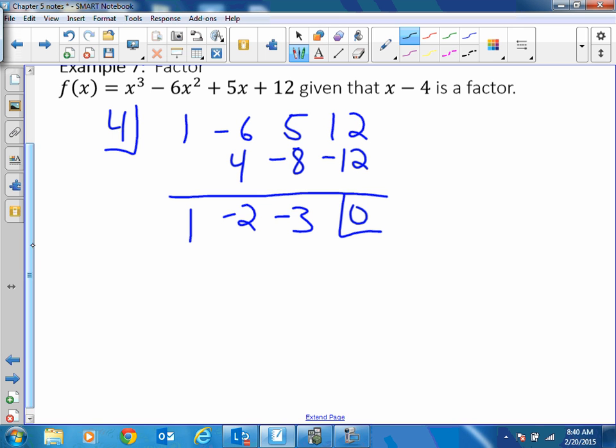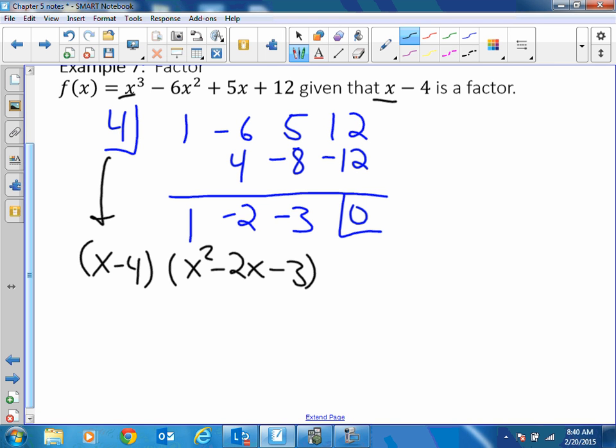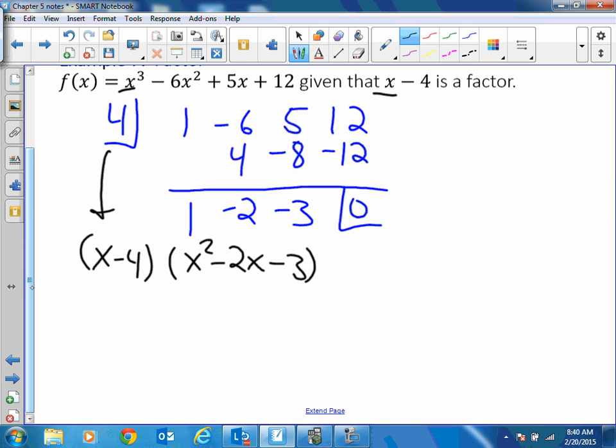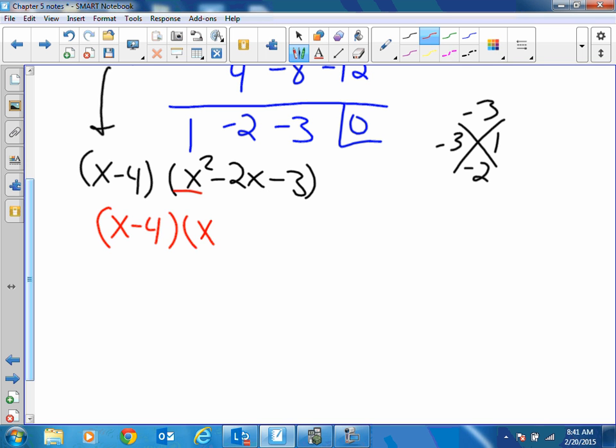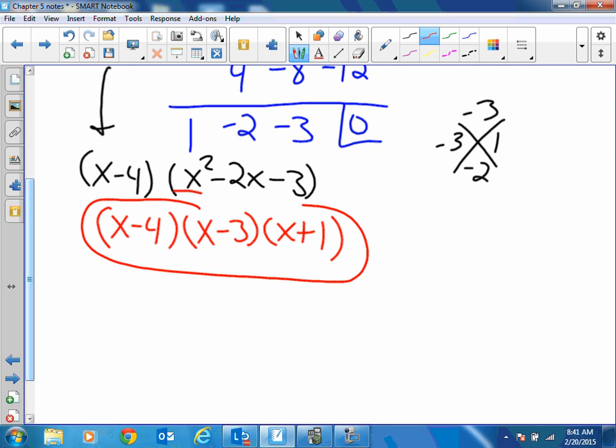We bring down this, rewrite it in the original factor form, which is x minus 4. Again, we divided x cubed by x, so this is going to be x squared minus 2x minus 3. Okay? And then can we factor x squared minus 2x minus 3? Are there factors of negative 3 that add up to negative 2? Negative 3 and 1. Negative 3 times 1 is negative 3. Negative 3 plus 1 is negative 2. No number in front of the x squared, so we don't have to do the long way. We just do x minus 4, and then x minus 3, and x plus 1. And that would be completely factored.